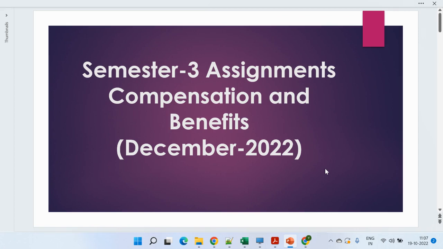Most of the students are aware of the exam pattern and the assignment pattern. Just reiterating quickly: assignments cover 30% of the marks, which is 30 marks. There are three questions, second, third, and third B, each of 10 marks. 1,000 words is the word limit, plus minus 10% is applicable.